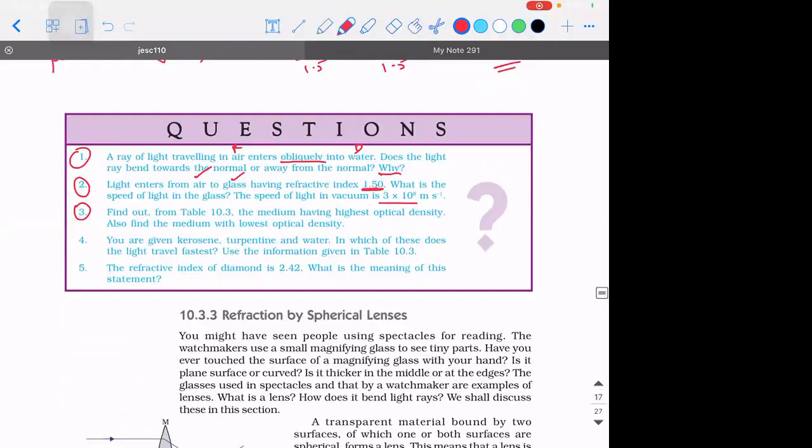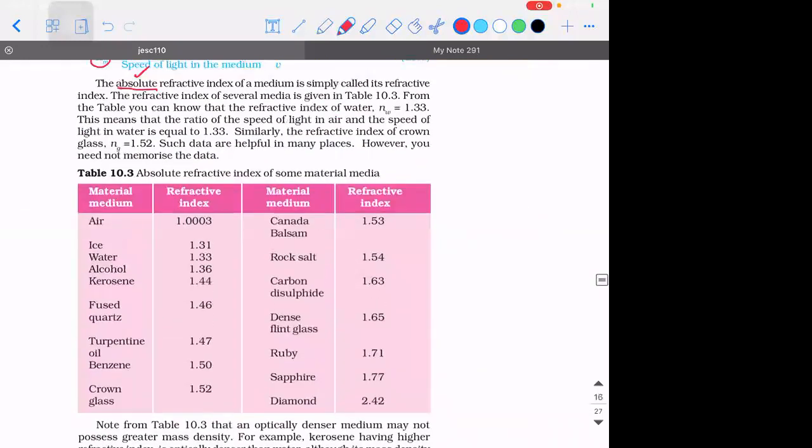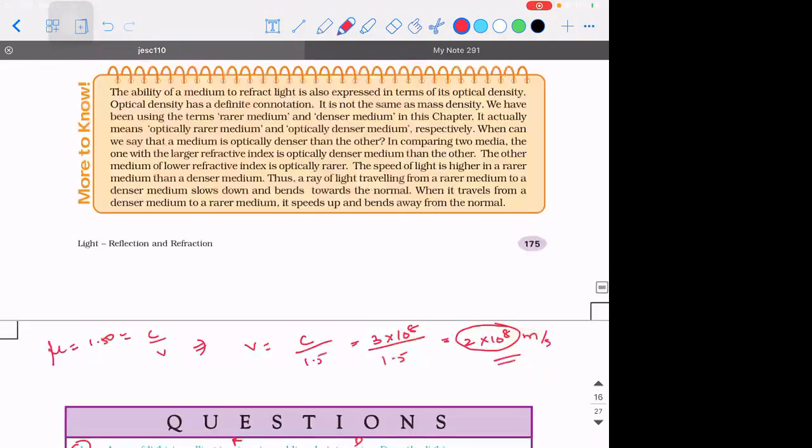Next, you are given kerosene, turpentine and water. In which of these three does the light travel fastest? Water is 1.33. The answer is water, because its refractive index is less. It is the rarer medium. Next.